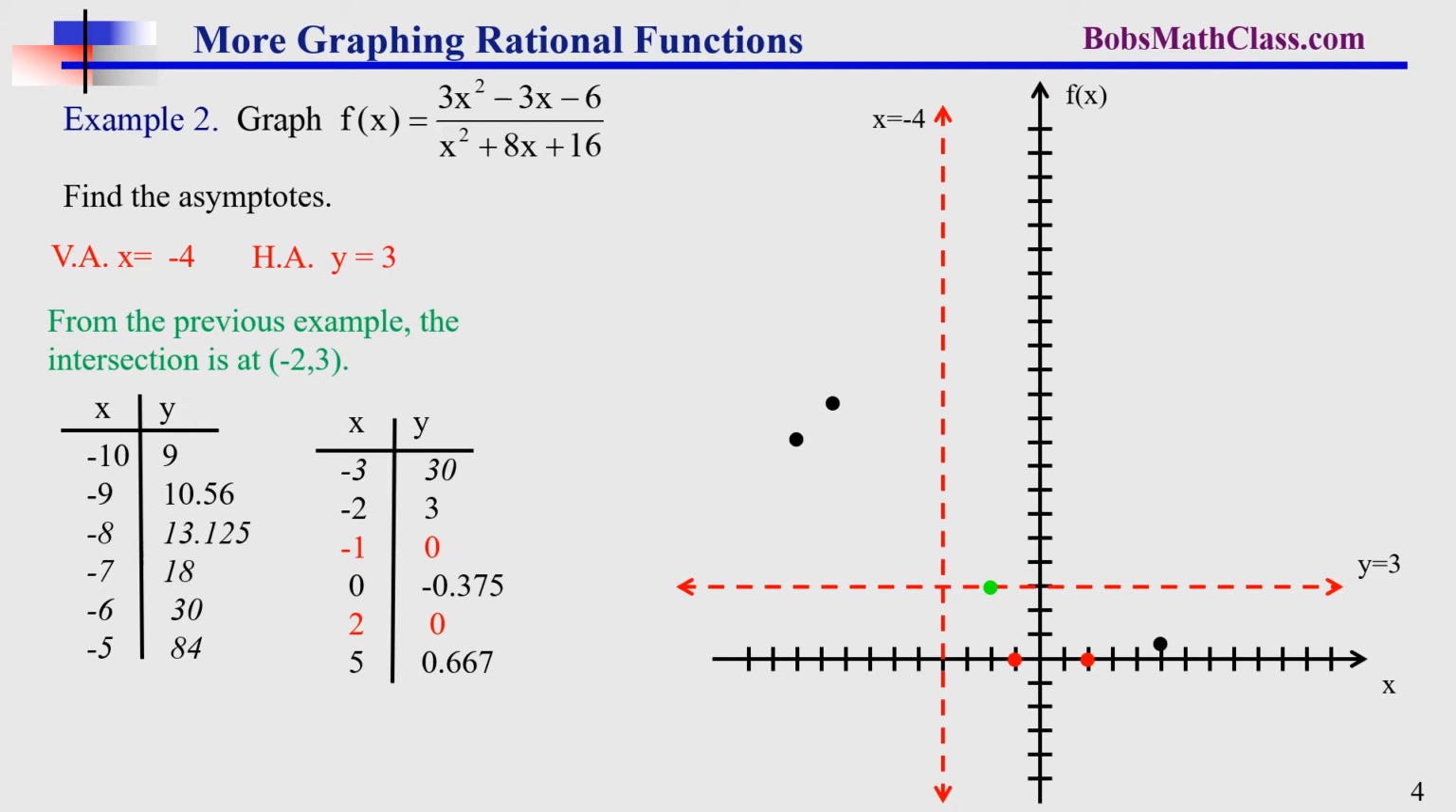And the (-3, 30), well, that's way the heck up there, right? It's off my screen. So imagine where (-3, 30) is. It's way up there by x equals -4. So when you draw it, just kind of draw it coming up from above, hit that intersection point, hit the x-intercepts, kind of go below the x-axis a little bit, and it should look something like that.